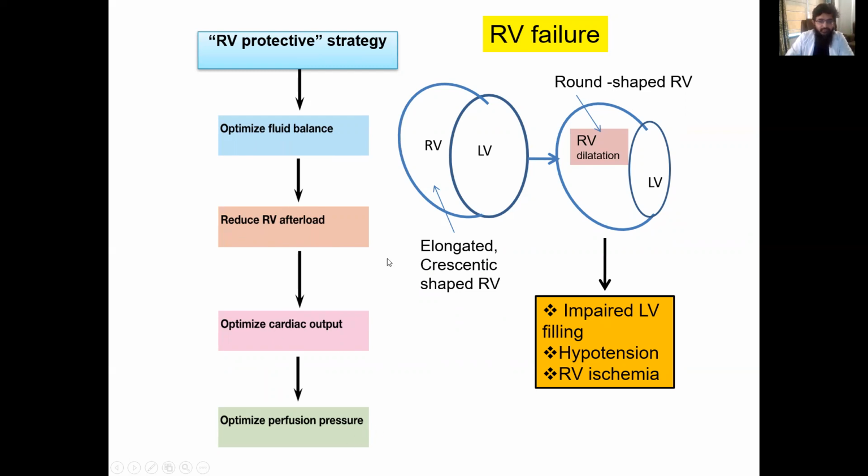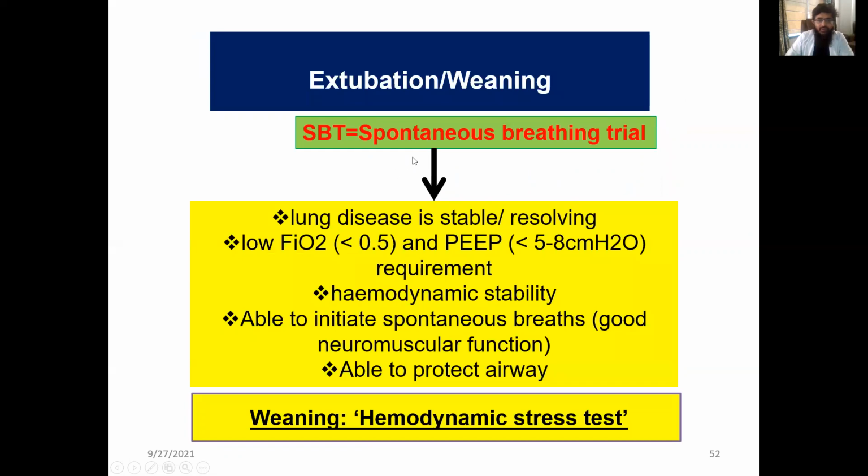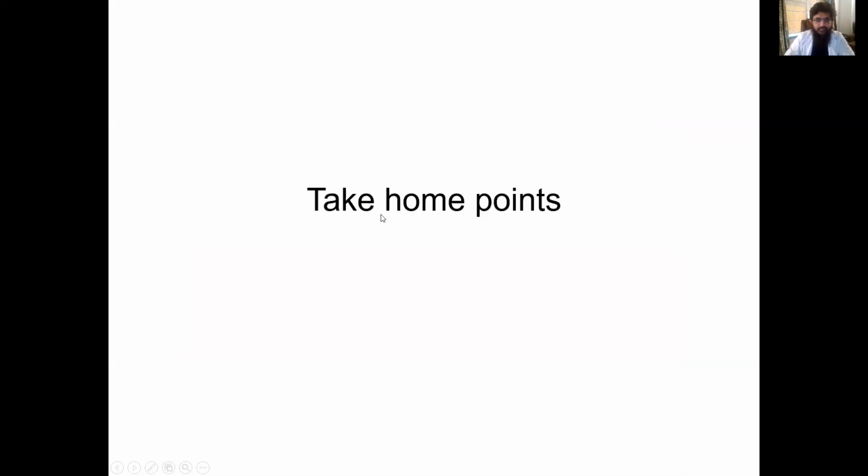Finally, for extubation, assess the patient by a spontaneous breathing trial. If the patient is improving, lung disease is improving, hemodynamically better, and able to protect the airway, an SBT can be given to assess the safety of extubation. And weaning is also considered a hemodynamic stress test because most of the patients crash during weaning, as the inherent cardiac abnormalities start to manifest.